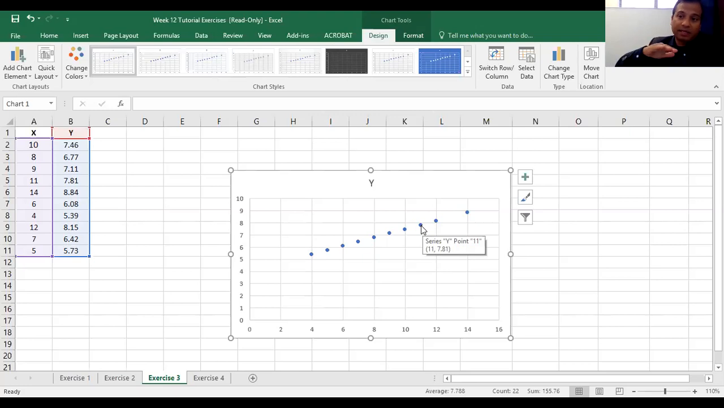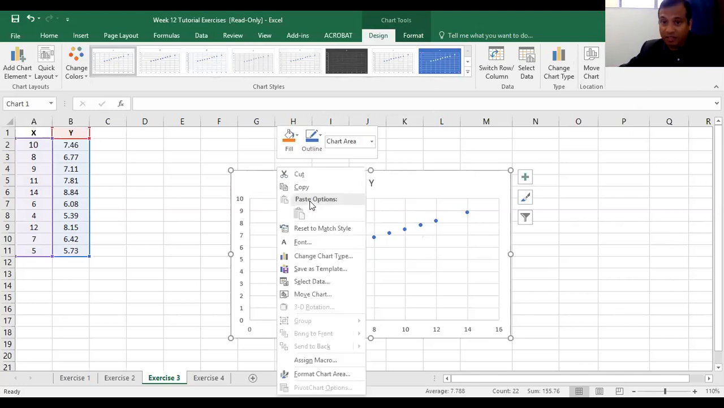The scatter plot shows not a downward trend, but a kind of increasing trend. So you can observe from this scatter plot that there is a positive correlation between X and Y, and the slope of this relationship is positive. But we are more interested in the regression output, so I'm just deleting this now.